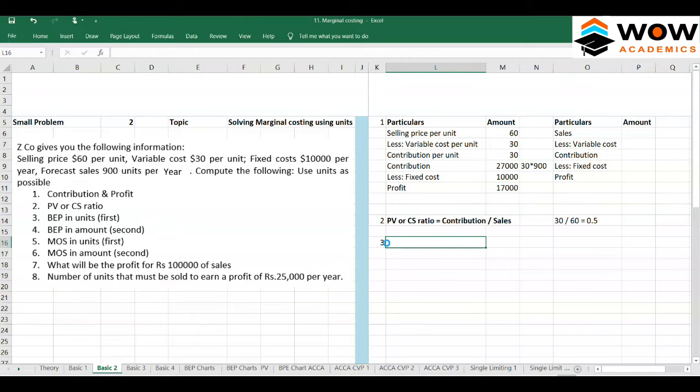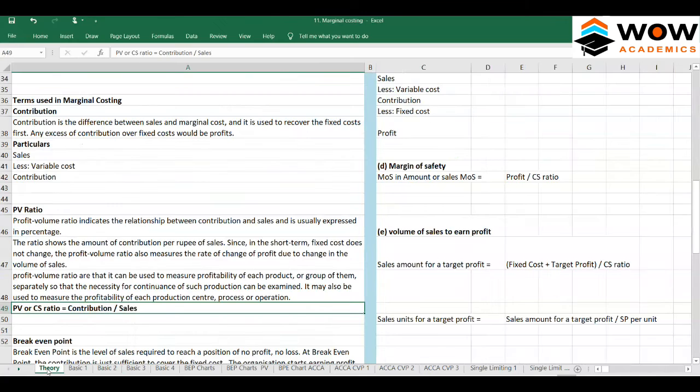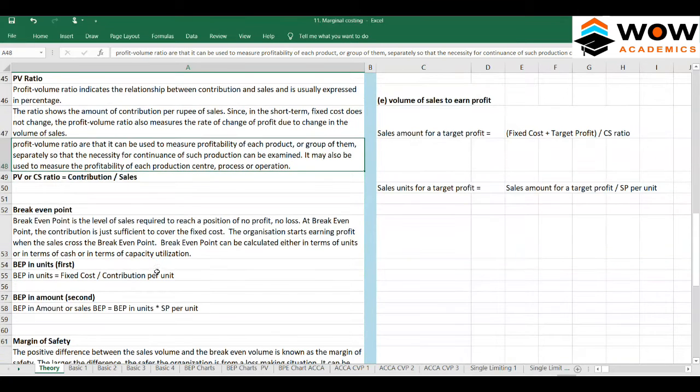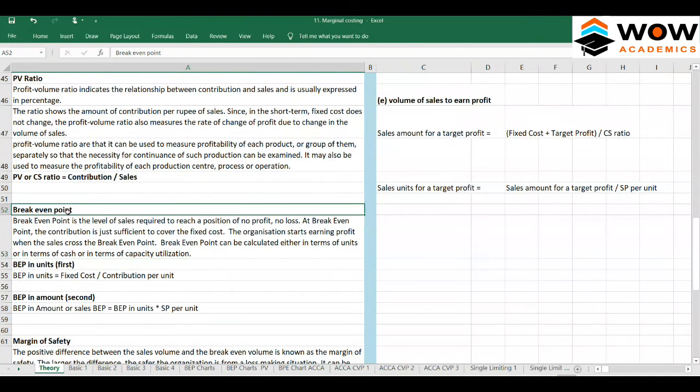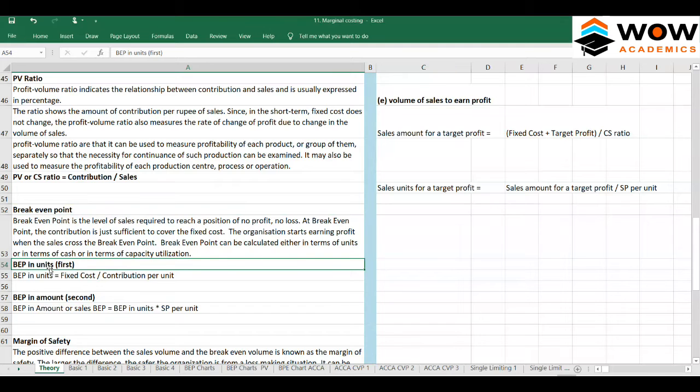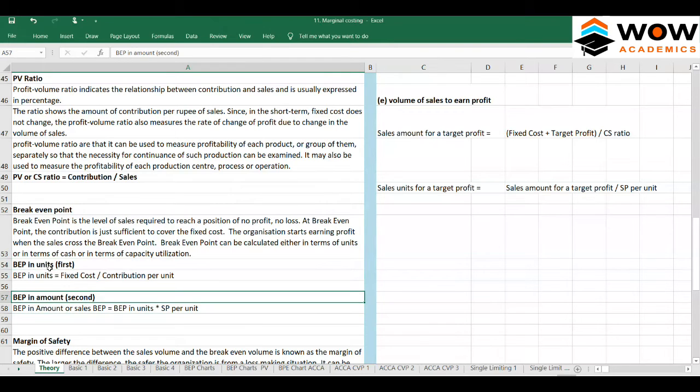So the third point that we have to deal with is BEP in units. What is BEP? We'll again go to our theory. BEP refers to break-even point. This is a point at which you will make neither a profit nor a loss. You can find it out in 2 ways: BEP in units and BEP in amount.